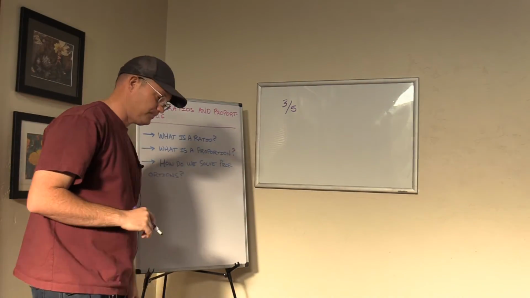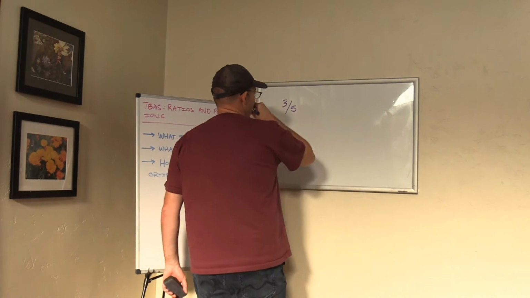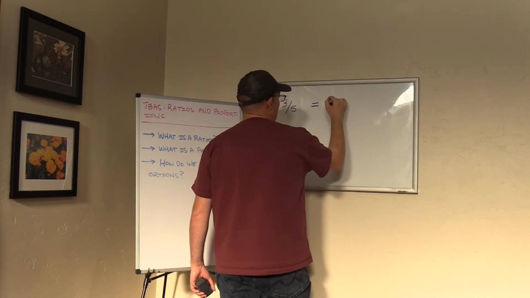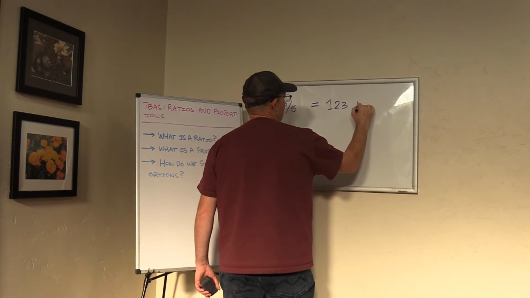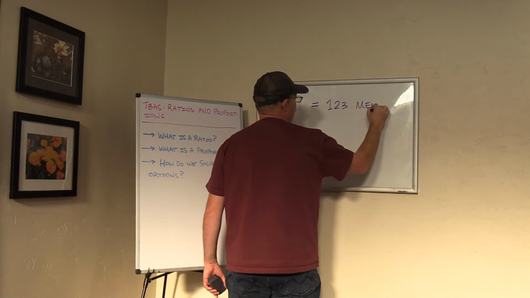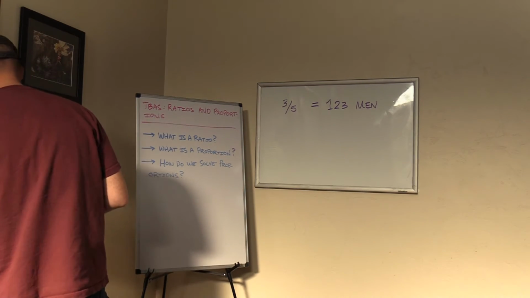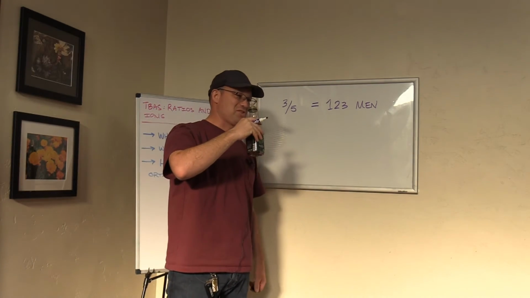Now, we go to a surveying conference, and we're in a class at the surveying conference, and we know that in that class there are 123 men over the age of 25. That's pretty typical for your average surveying conference. There's probably 123 men over the age of 45 if it's a surveying conference.